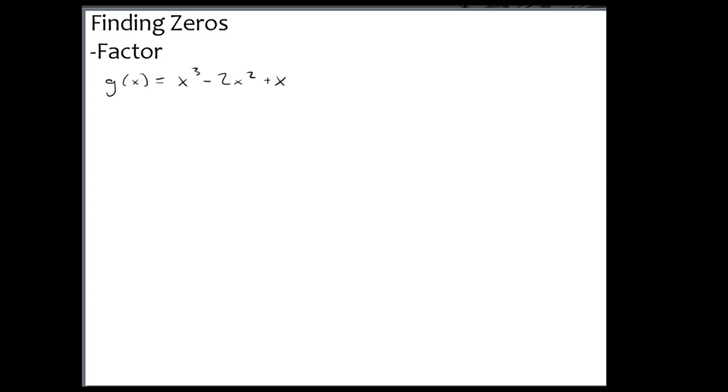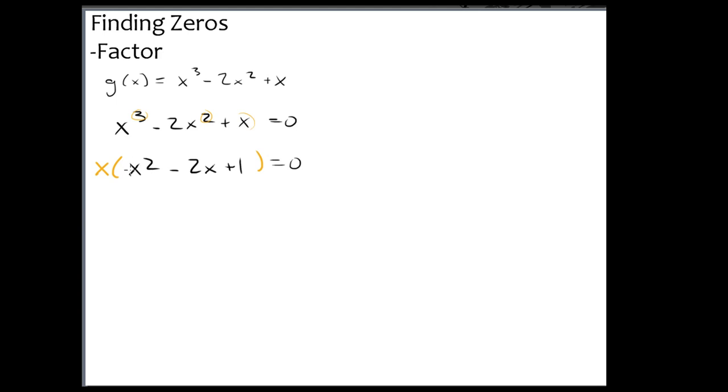Let's take a look at another factoring problem here. I've got g of x is equal to x cubed minus 2x squared plus x. I'm going to find the roots of this. So I'm going to say x cubed minus 2x squared plus x is equal to 0. Well, everything has an extra factor of x in here, so I'm going to pull out that factor of x. What's going to be left is x squared minus 2x plus 1, and that's equal to 0.